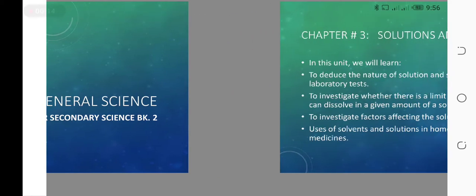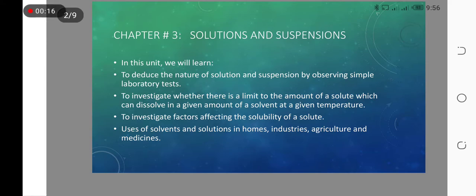So first of all, I would like to tell you what the objectives of this chapter, solutions and suspensions, are. Then we will move towards the introduction of solutions and suspensions. In this unit we will learn to deduce the nature of solutions. We will discuss in today's lecture the nature of solutions and suspensions by observing simple laboratory tests. For example, if we do a few experiments, we will observe how the nature of solutions and suspensions can be observed using these tests.